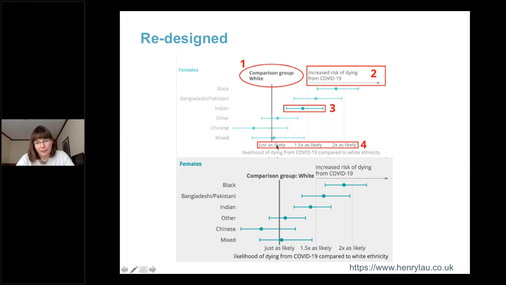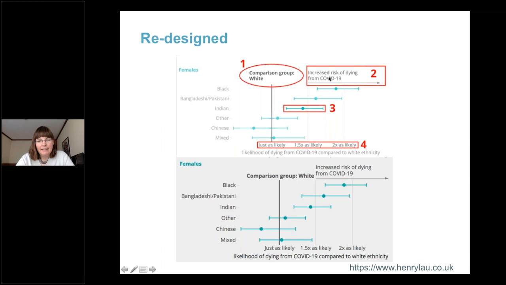at the odds ratio of one. And instead of saying that there's an odds ratio of one, the authors have noted that this is just as likely. So they provided some orientation to what that label actually means. And they've told us what the comparison group is.